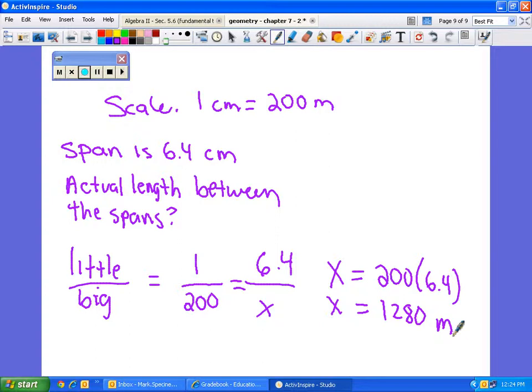Okay. Does anybody have any questions about this use of scale drawings? Does anybody have any questions about anything that we covered today?